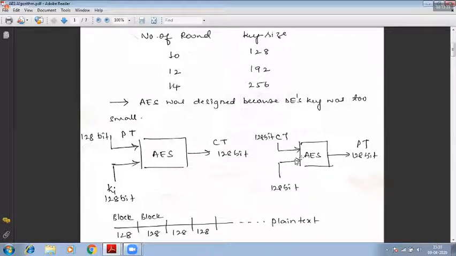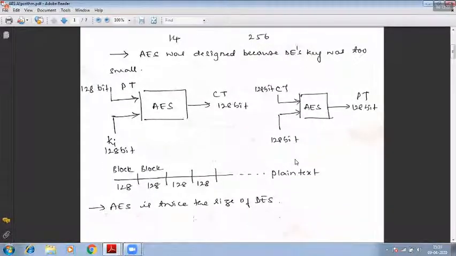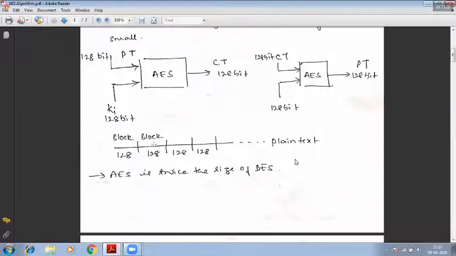Hence, the reverse process has to be engaged at the decryption. Then I get a 128-bit plain text. It's very simple from this point of view. But when I go into detail, AES is nothing but twice the size of DES. Just now I specified 128, but twice that of DES as an input.